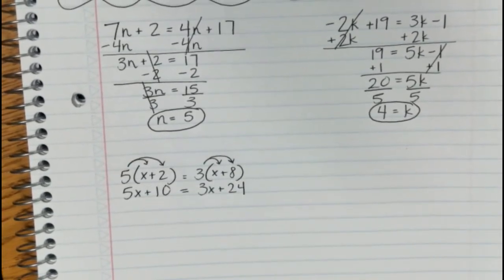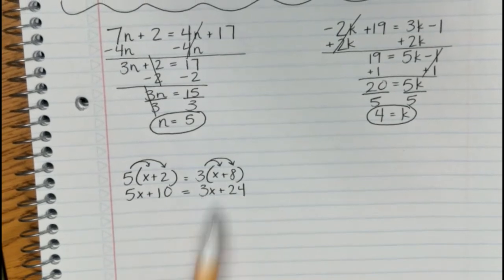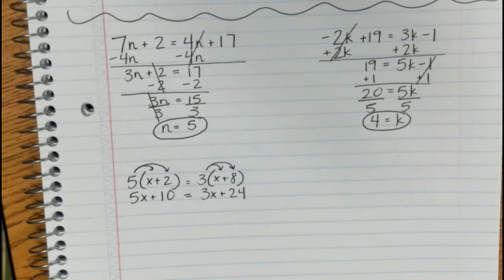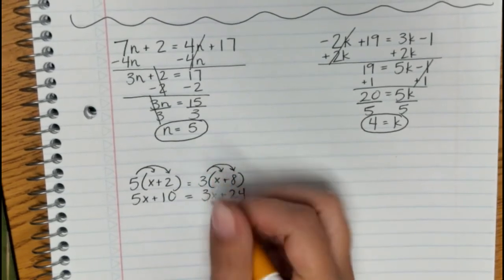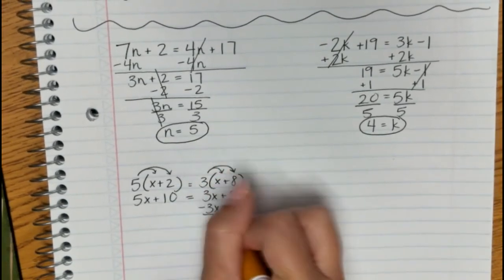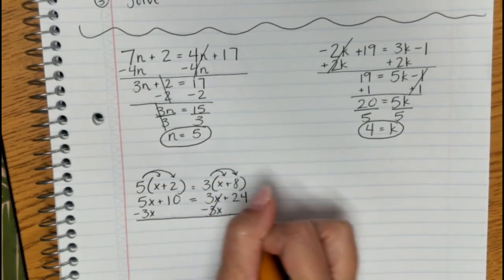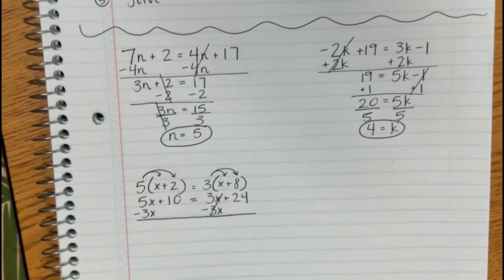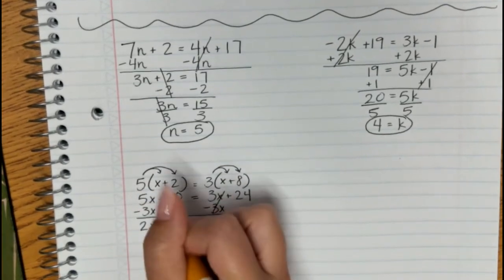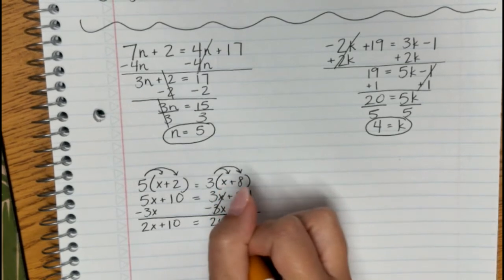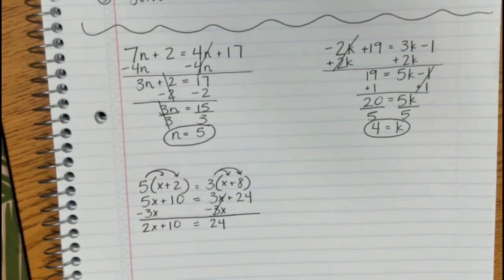Now I get the variable on one side. I see a 5x and a 3x. Which one is lower? 3x is lower, so that's the one I'm going to get rid of. Right now it's a positive 3x, so I'm going to subtract to get rid of it, and I need to do that on the other side as well. 5x minus 3x is going to be 2x, and then I bring down my plus 10, my equal sign, and I still have a positive 24 on the right side.